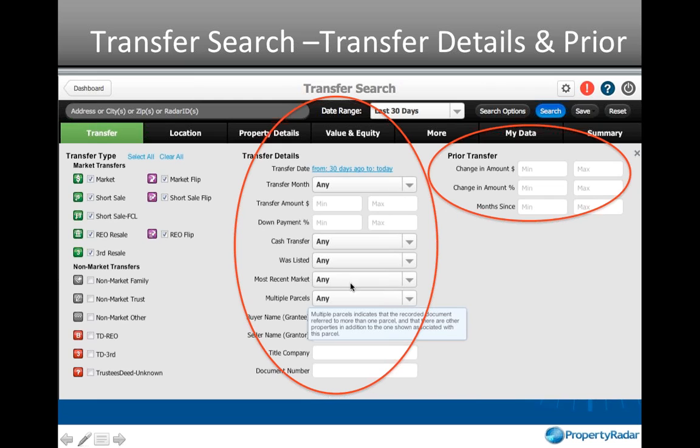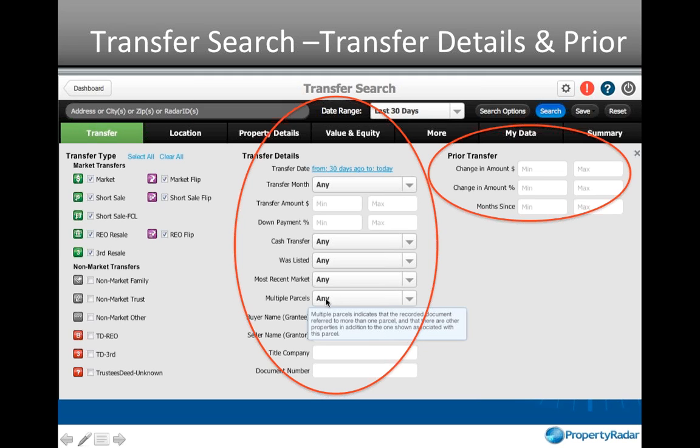Was this the most recent market transfer, right? So if you look at a property, it'll have a series of transfers over time, maybe a quitclaim before the loan, etc. But if you want only the most recent market transfer that resulted in the person who currently owns the house owning the house, that's what that feature is for.